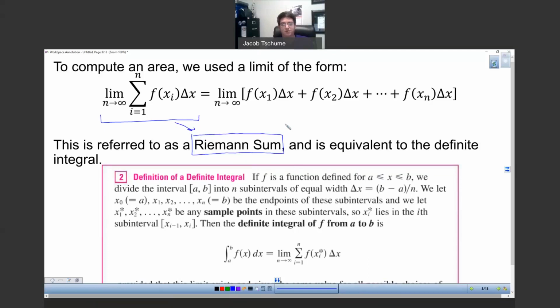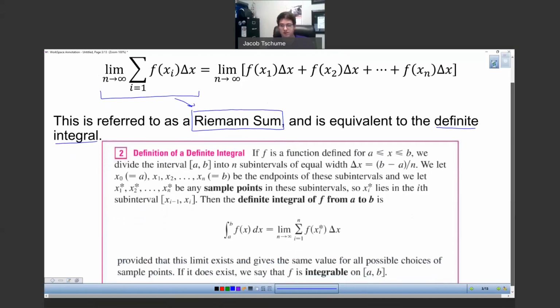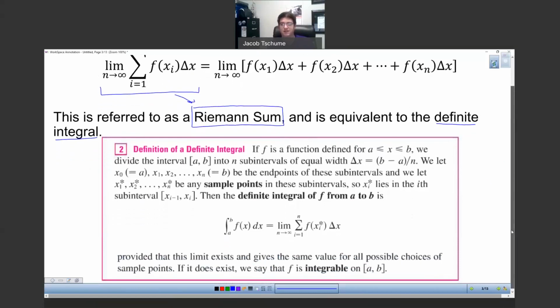What we want to be able to do is, while this is not the best way to do it, eventually develop this into the idea of a definite integral. The definite integral is the backbone to almost everything that we do in this class. Every single topic involves a definite integral of some type.